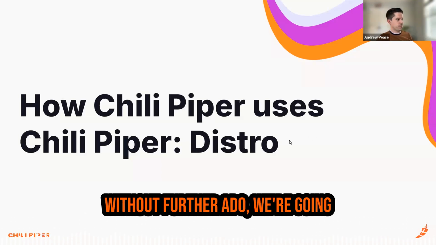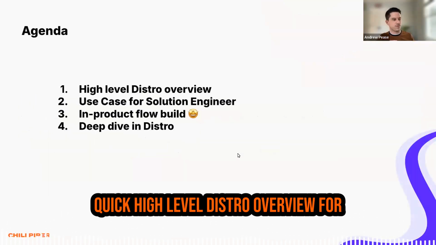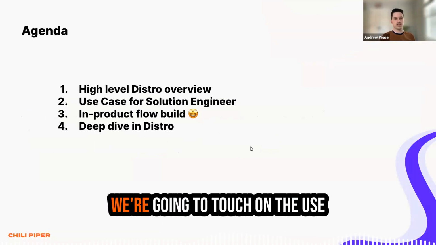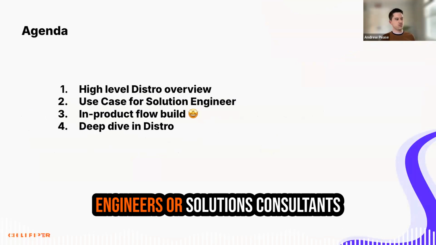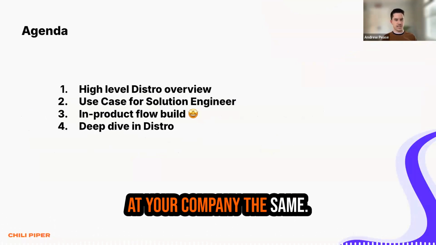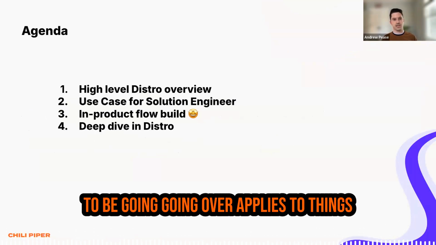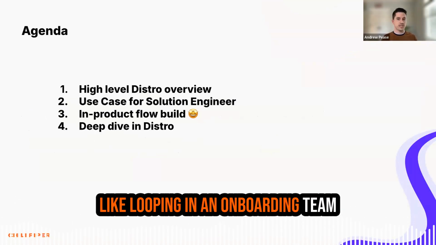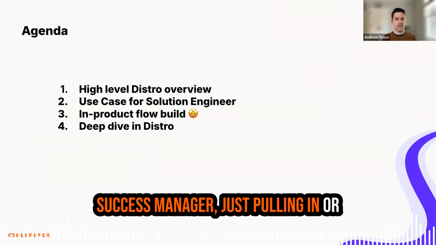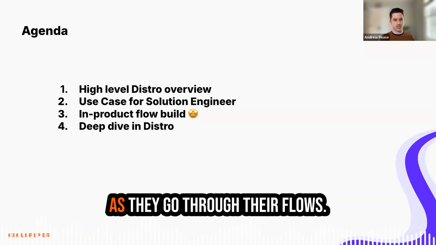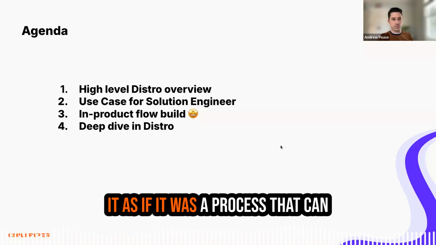Without further ado, we're going to jump right into the agenda. We're going to go through a very quick high-level Distro overview for some of you who may not be as familiar. We're going to touch on the use cases for a solution engineer. If you don't have solution engineers or solutions consultants at your company, the same theory applies to the flows we're going to be going over, for things like looping in an onboarding team, an exec sponsor, a customer success manager, just pulling in or tagging people onto opportunities as they go through their flows. So again, if you don't have a solution engineer, just imagine it as a process that can apply to your flow.